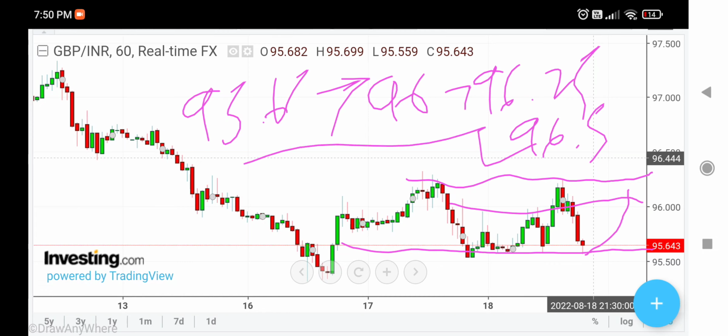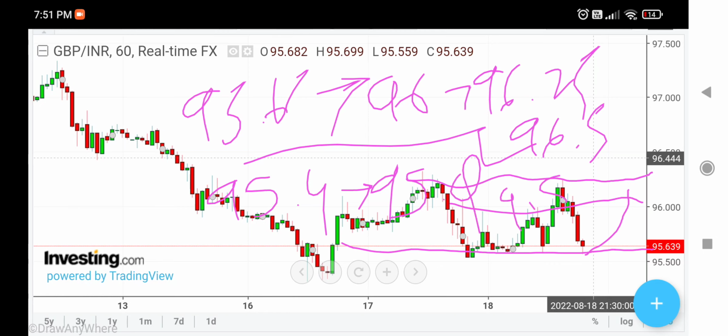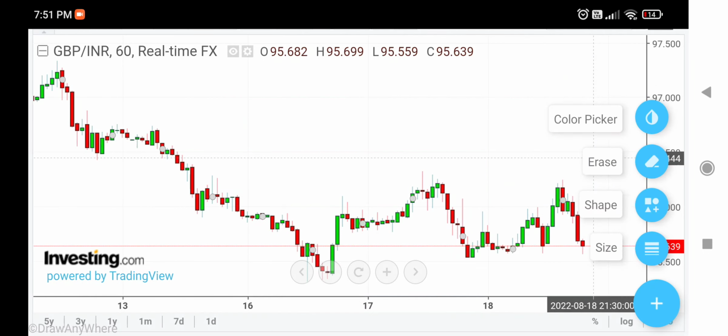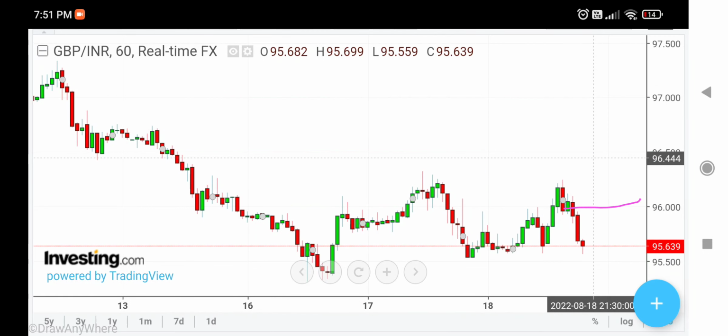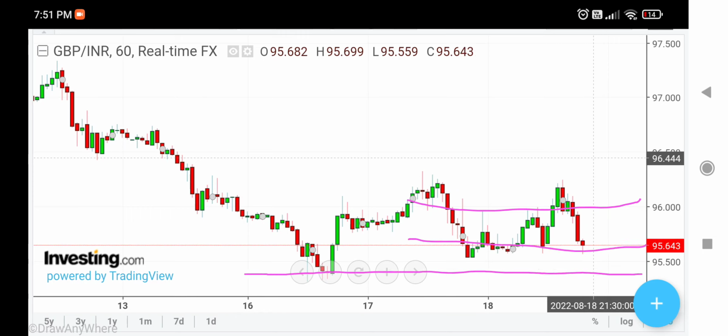Similarly, on the downside, if 95.4 breaks, the downside target will be 95 and 94.8. This could be the downside target. So please remember, one line is here, one line is here, and another line will come right here, and this line is 95.5, this line is 95.65, and this is 96.